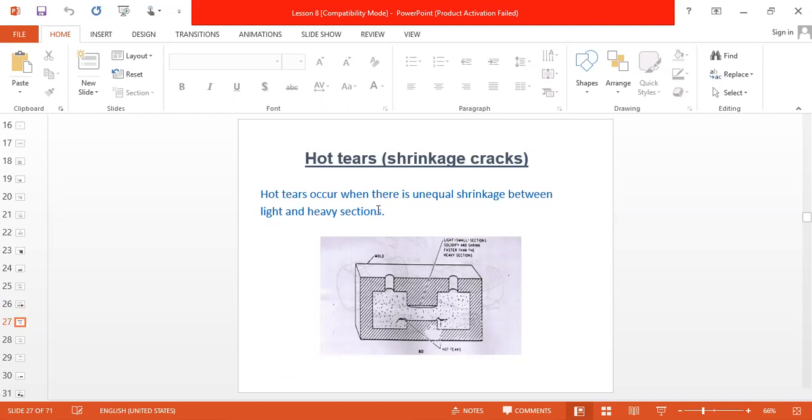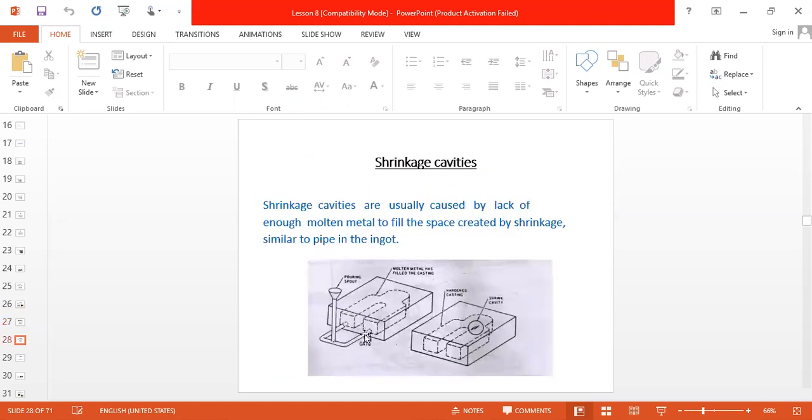Hot tear occurs when there is unequal shrinkage between light and heavy sections. Now see here also shrinkage cavities. Suppose this is a fill, and here we are pouring molten metal, and suppose it is full of molten metal. After solidification, the solidification starts from the outside area, right? And inside there is a lack of material. Then we can say shrinkage cavity.